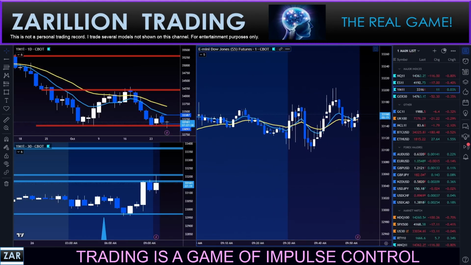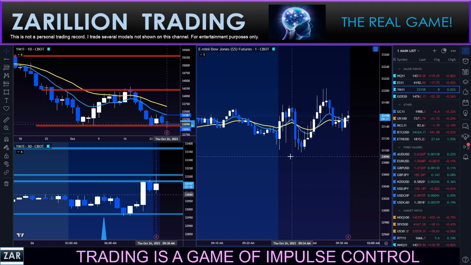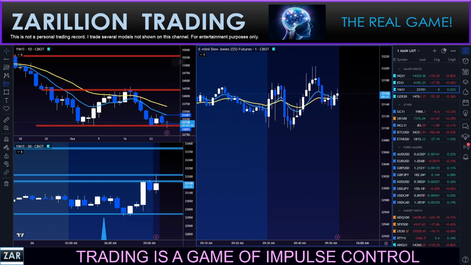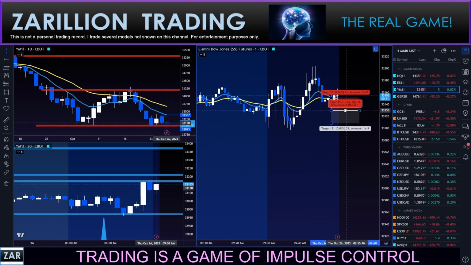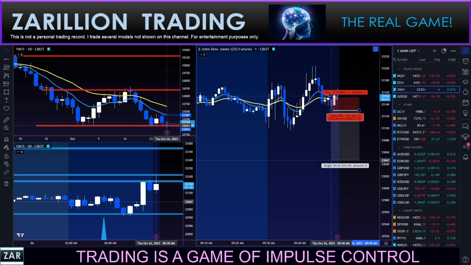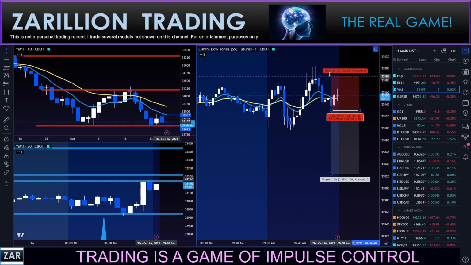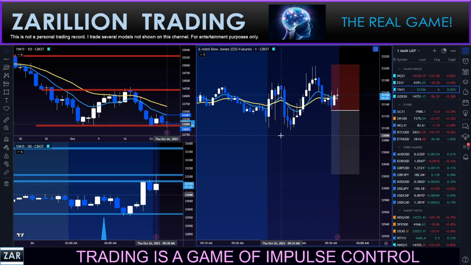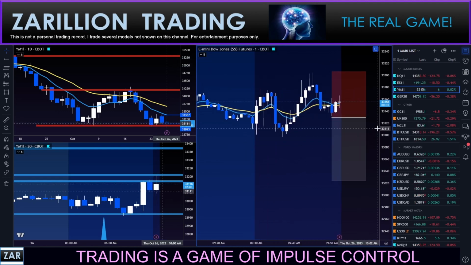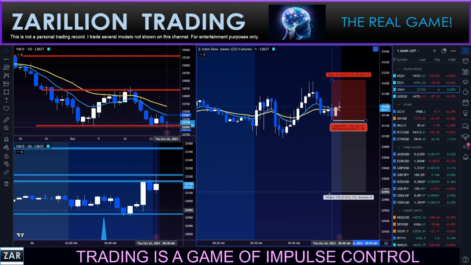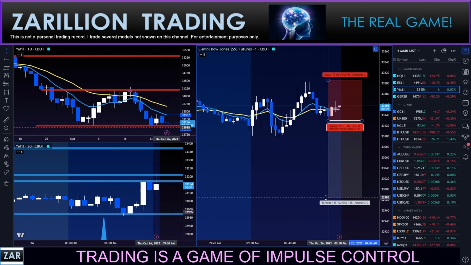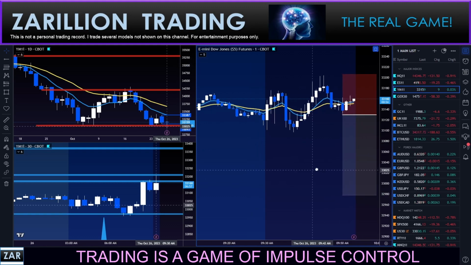Not folding yet, but if it does, then I get interested. It's 9:52. We're still in the first 30-minute candle of the day. This is not a live order, it's just an idea.